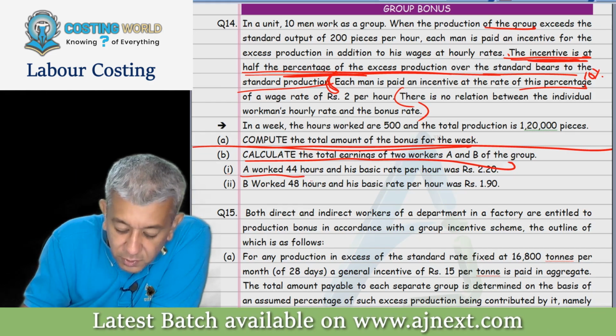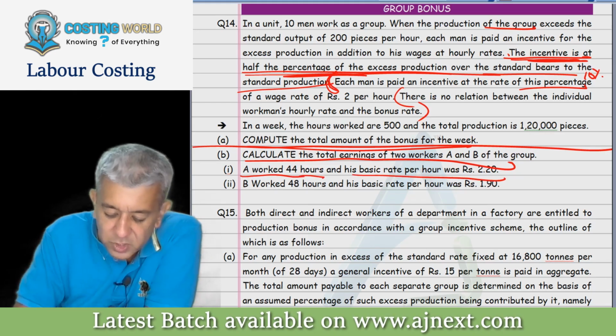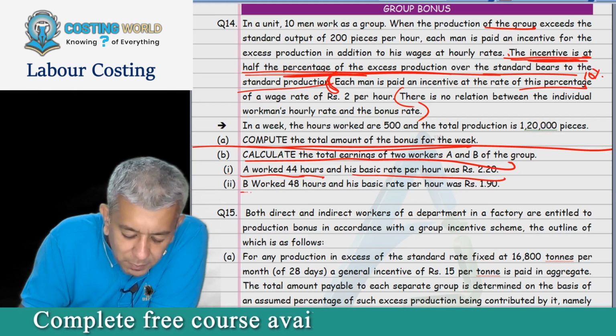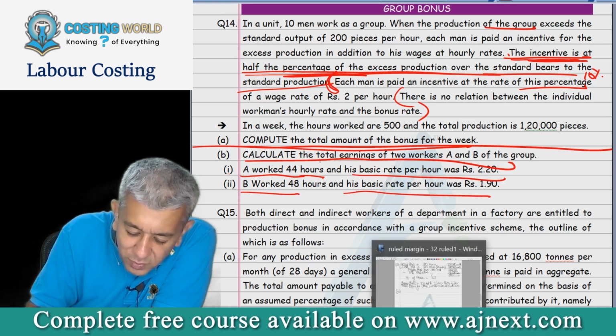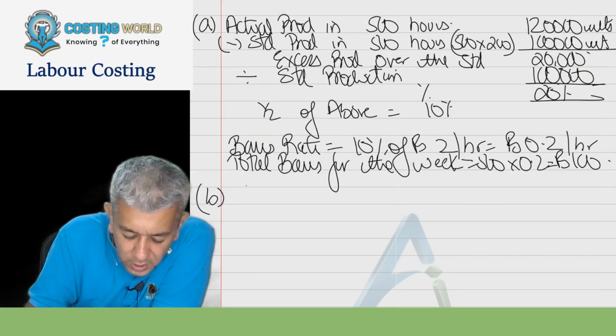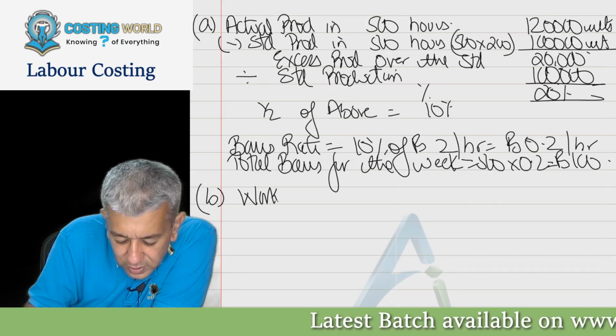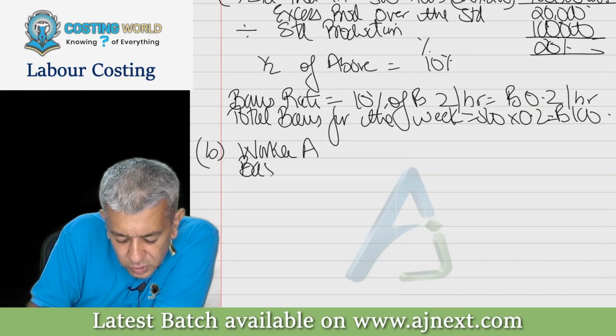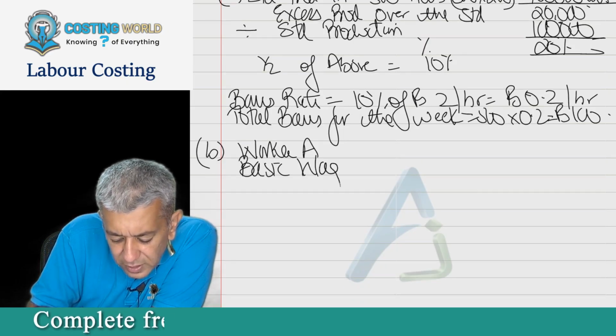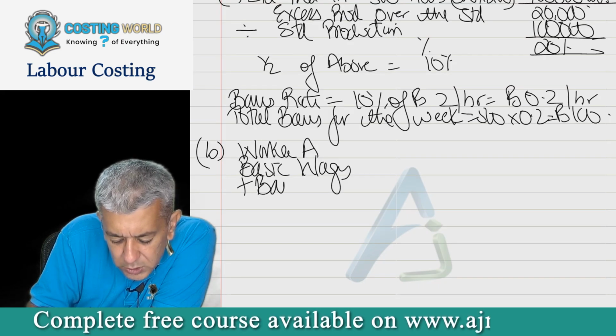Worker A worked for 44 hours and his basic wage rate was 2.2. B has worked for 48 hours and his basic wage rate is 1.9, and I have to compute their total earnings. So I am writing over here worker A. Worker A will be paid basic wages. Worker A will be paid bonus.